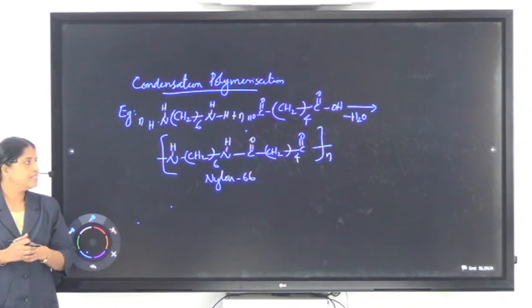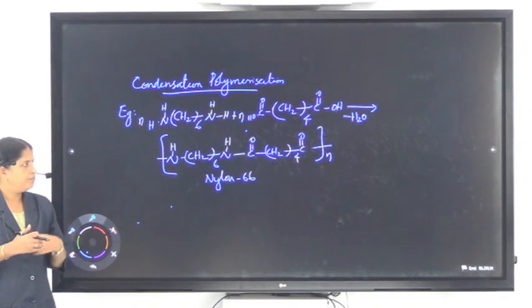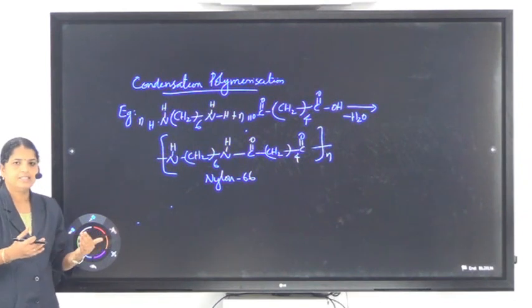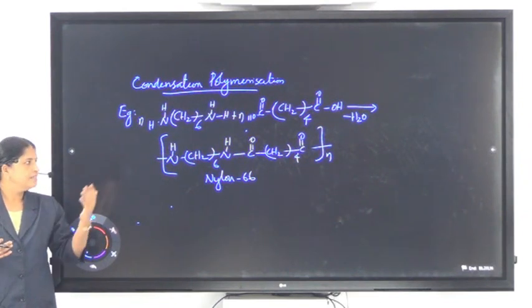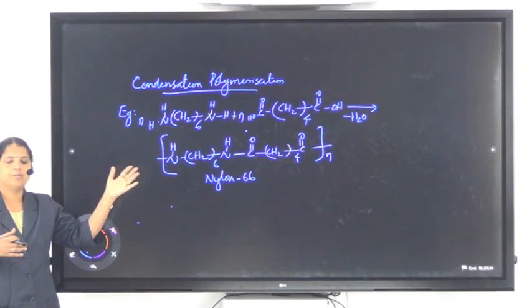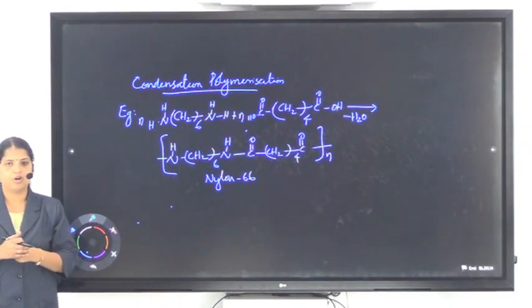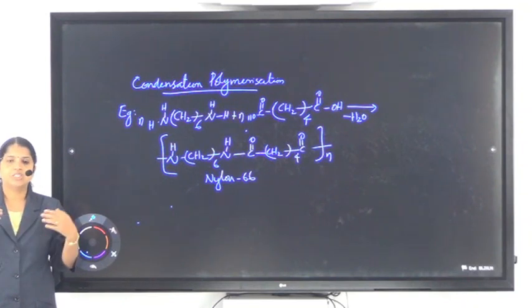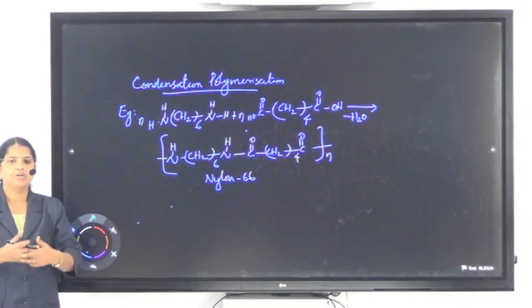Then these condensation polymers form by step growth polymerization. That is, the degree of polymerization of this polymer depends on the number of active sites present on the monomer units. So the condensation reaction can take place from every part of the molecule.